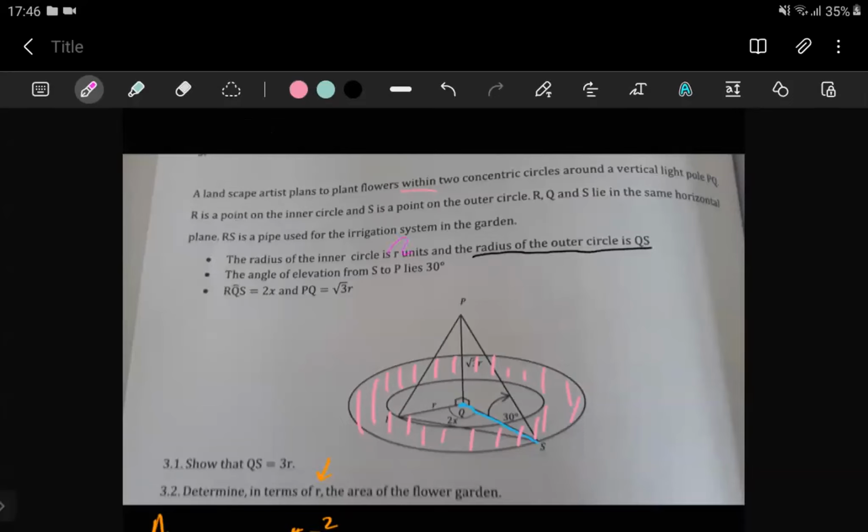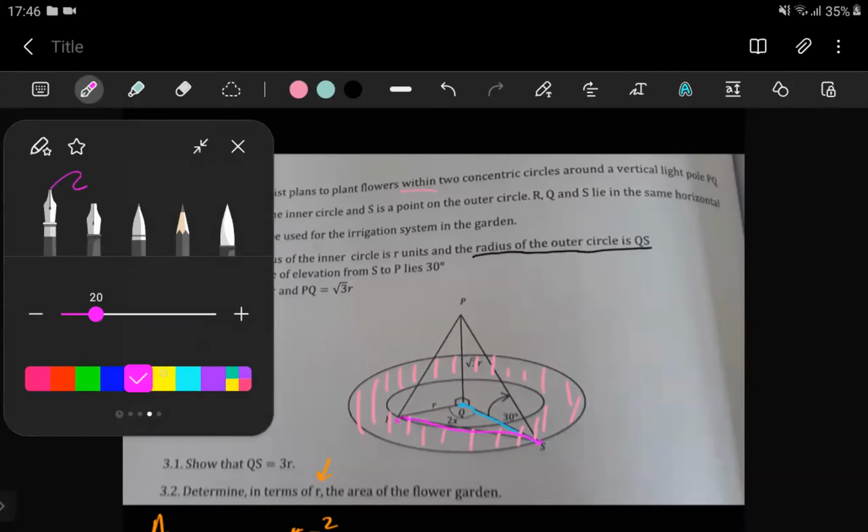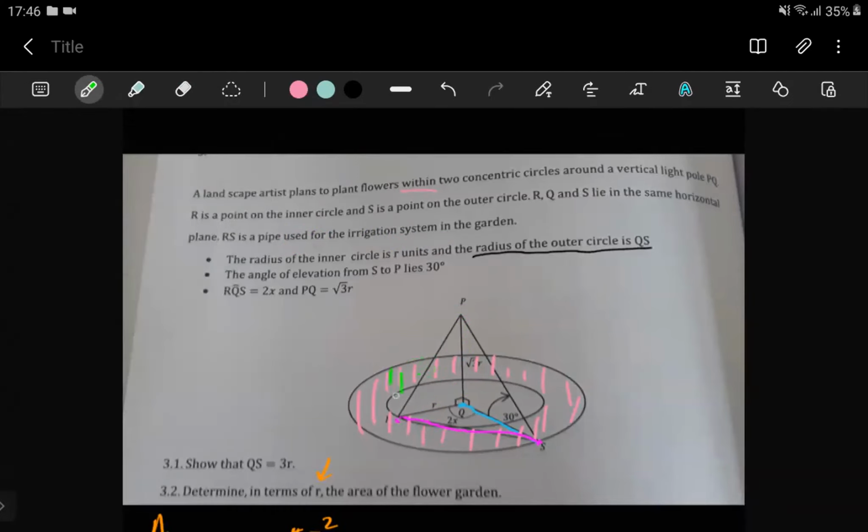The other thing we can consider is the irrigation pipe here. RS is the pipe going from there to there. Do you see that this pipe used for irrigation is between the small circle and the big one? R is on the small circle, S is on the big circle. So if that pipe is going to be used to irrigate the garden, then it means the garden is this part here, because that's the part where your irrigation system is going to be watering anyway. You see that?